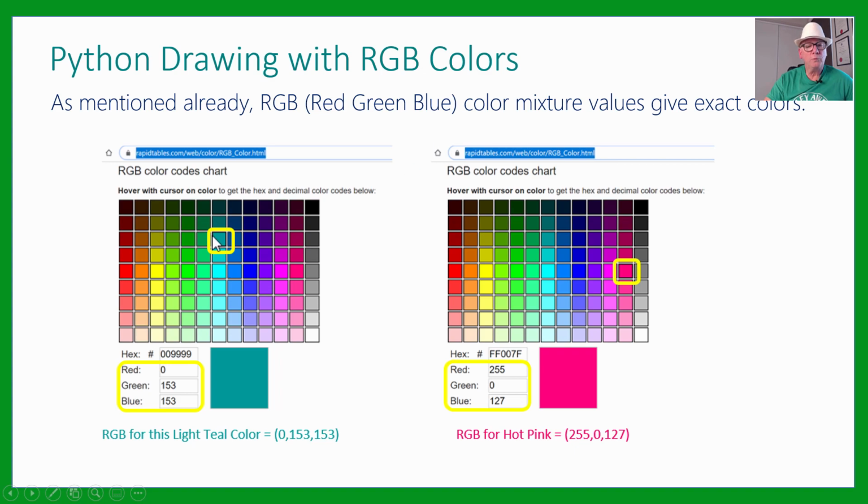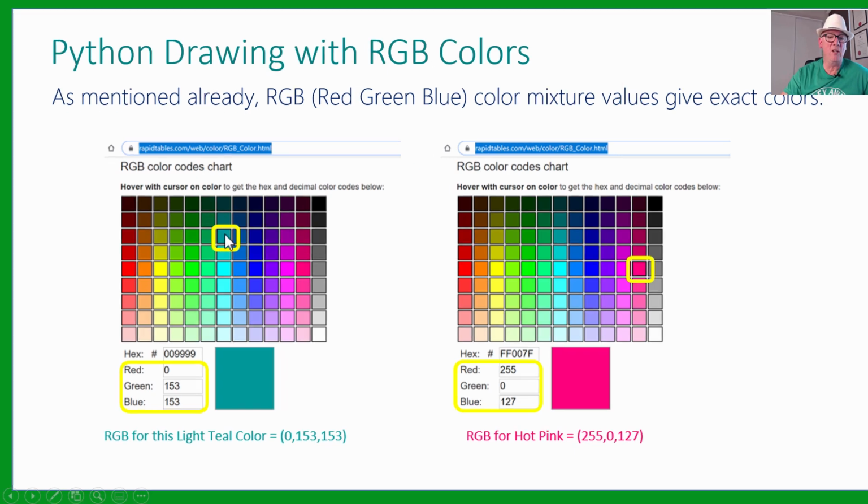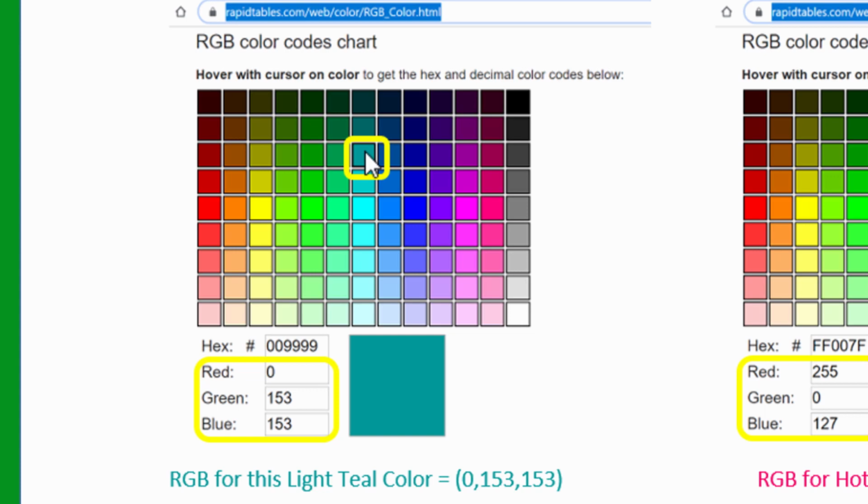Now, if you want, for example, this exact teal color that's here, the mixture of red, green, and blue you need to use is, you don't use any red at all, because that teal color is made by mixing green and blue together in exactly equal amounts, 153 and 153, and that's going to give you that nice color.